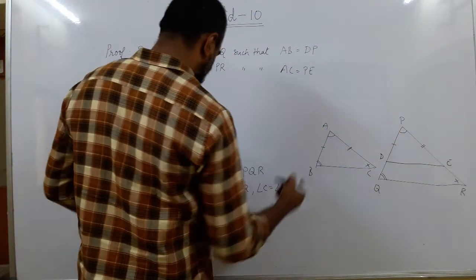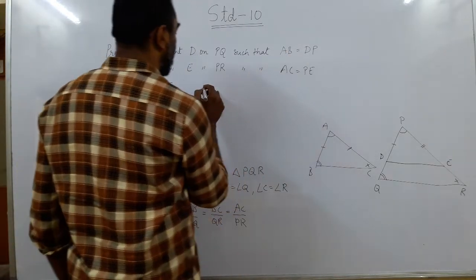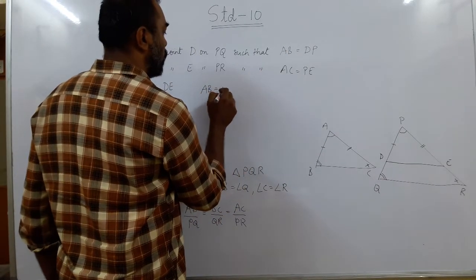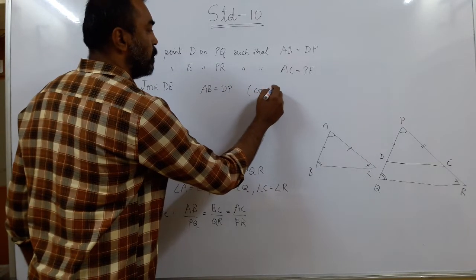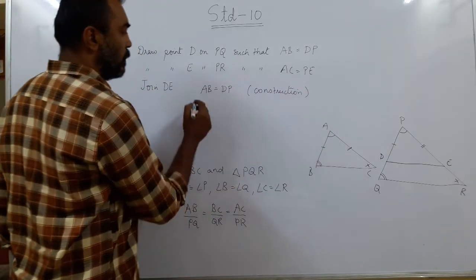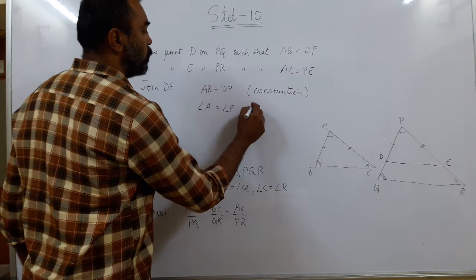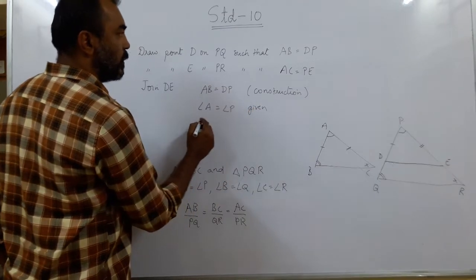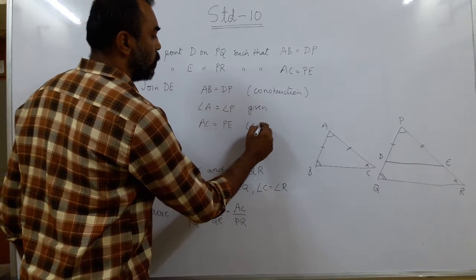And it was given angle A is equal to angle P. So what I have drawn, I will write here, I have done AB equal to DP. I have drawn by construction. You can write here by the construction. We drew it. Angle A equal to angle P. That is given to us. And again AC equal to PE by construction. Okay.